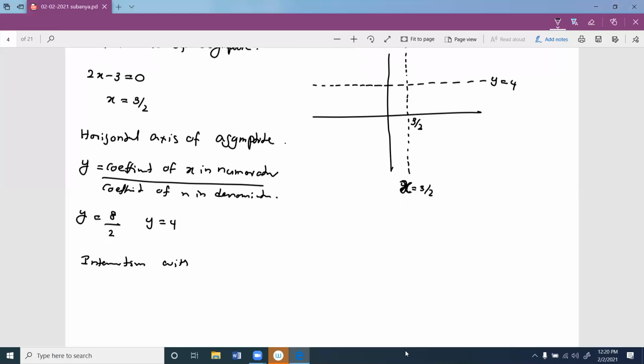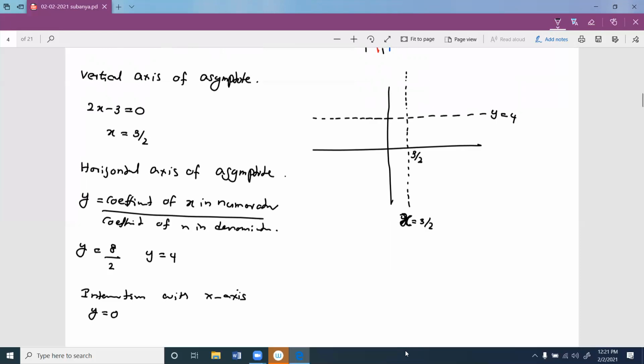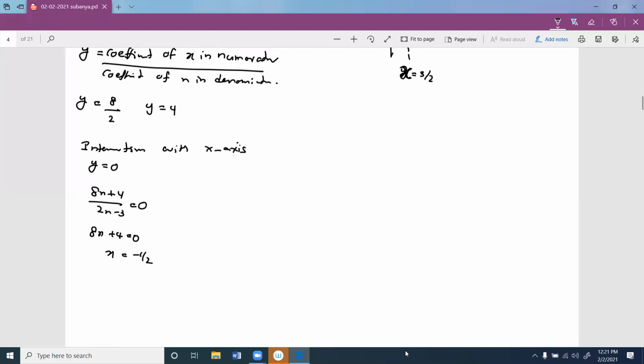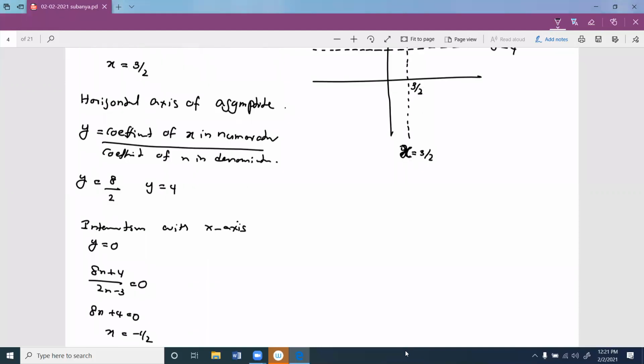Intersection with the x-axis. How do you get it? You know that the y coordinate is equal to 0. So from this equation, (8x plus 4) over (2x minus 3) equals 0. If you cross multiply, what do you get? 8x plus 4 equals 0. Therefore, x equals minus 1 over 2. Right? Okay. Here it means the x-axis at minus half.